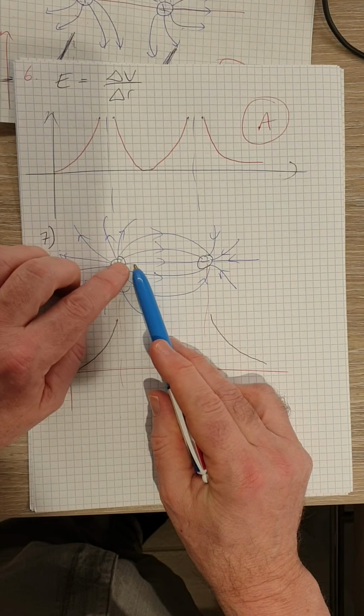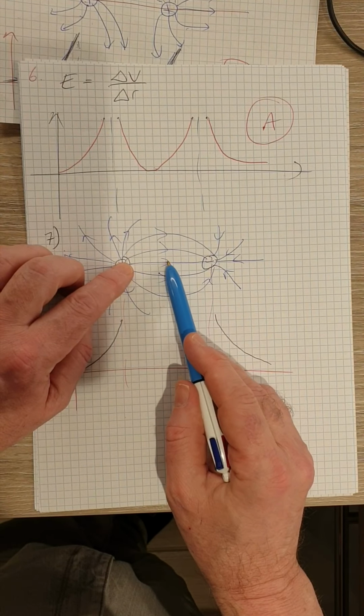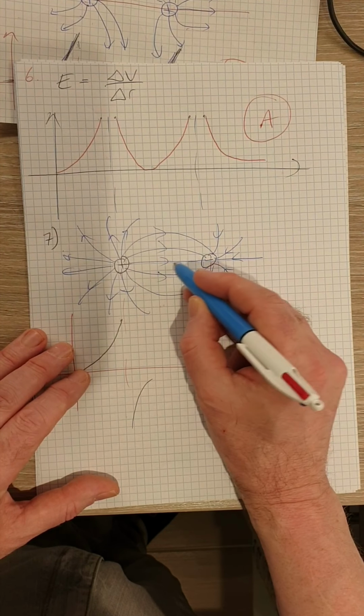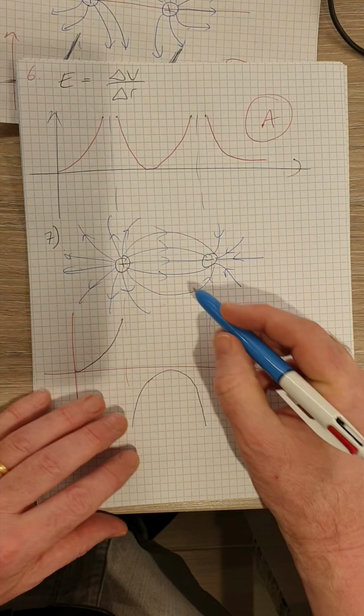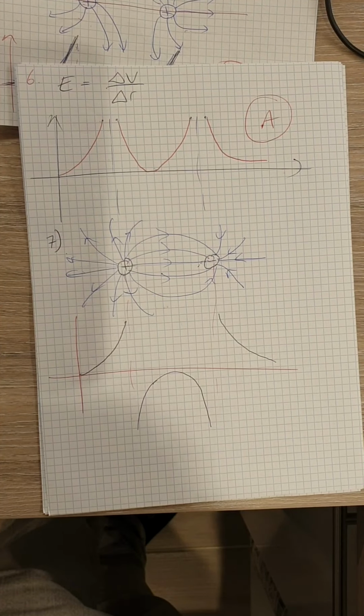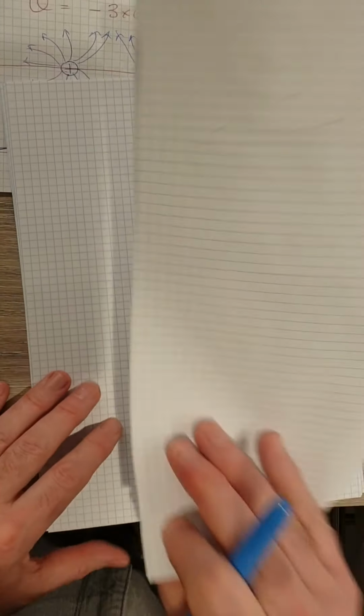And then on the other side, it's getting stronger as I approach here, but now it's in the opposite direction, and the same on that side. Okay, because the direction here is the same as the direction here. Okay, so this is the sketch that I've made of my graph, which looks most like answer C.